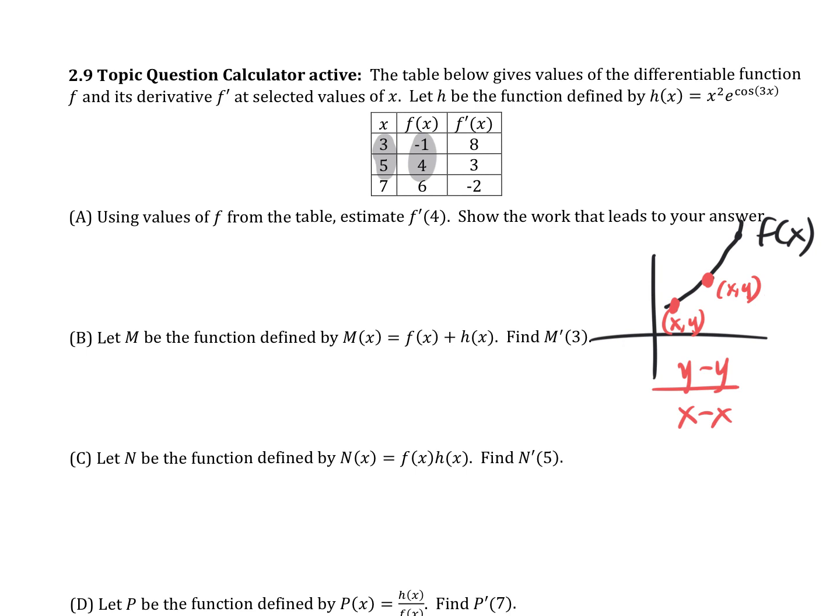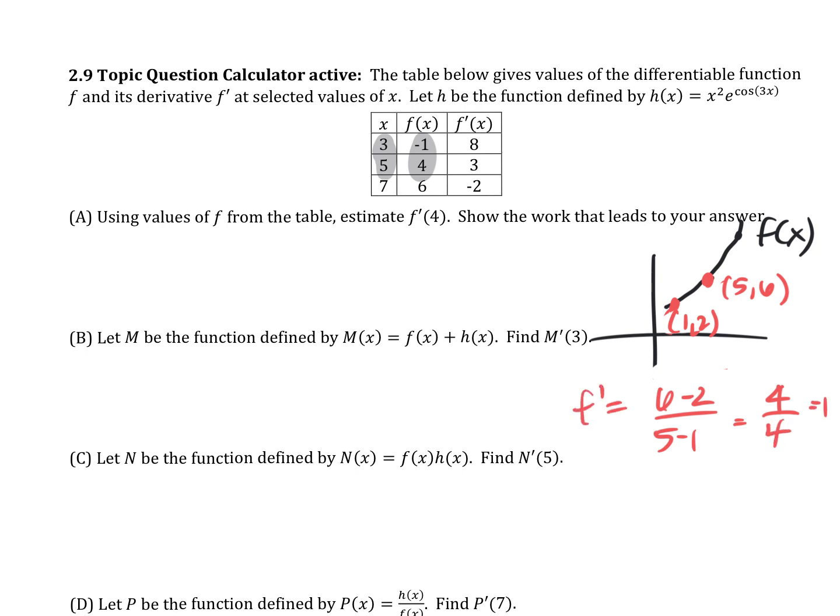In pre-algebra, you had no idea what f primes were. This is a graph back in pre-alg, 3 points that I gave you. Let's put some actual values in for those points. We have the points (1, 2) and (5, 6). How would I find f prime right now? 6 minus 2 over 5 minus 1. My f prime is 1.